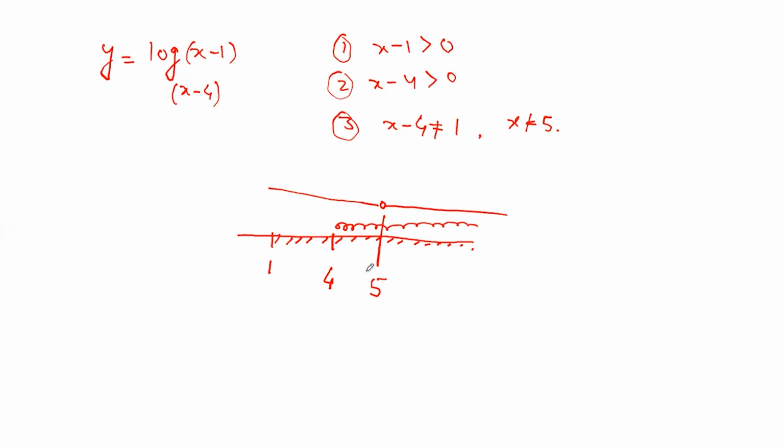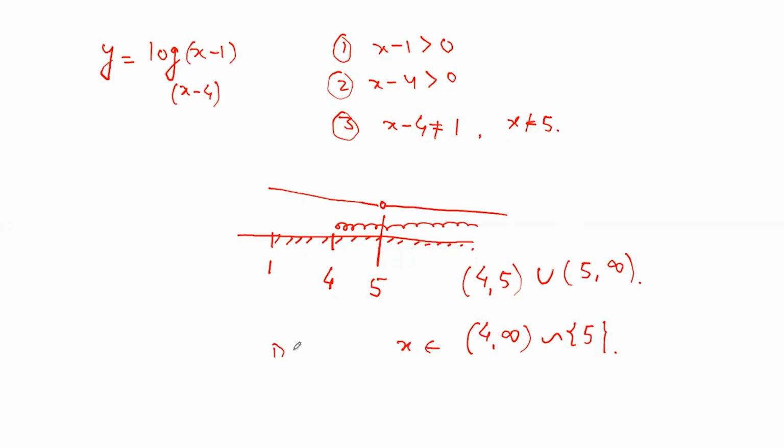right? So again, we have to see which portion is satisfying all three, 1, 2, and 3. So see, the interval 4 to 5 union 5 to infinity, or we can write this as 4 to infinity excluding the number 5, right? x belongs to this set, or the domain is given in this form, right?